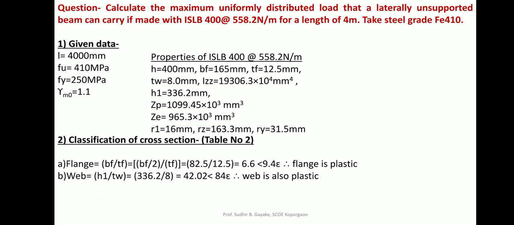So initially, starting with the classification of the cross section for ISLB 400, first the flange. The flange is plastic, being in the first range, and the value is 6.6, which is less than 9.4, therefore it is plastic. Similarly for the web, h1 by tw is 42.02, again less than 84, therefore it is also plastic. So you can define that the given cross section is a plastic cross section and beta b is going to be equal to 1.0.